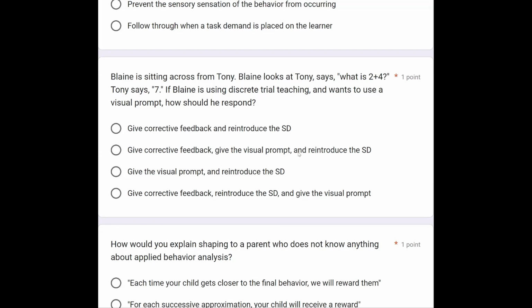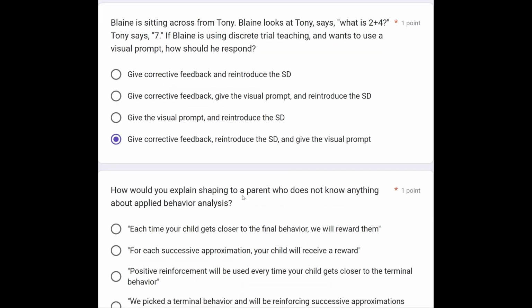SD and then prompt. D, give corrective feedback, good, consequence. Reintroduce the SD, good, and then give the prompt. D is the right order. We have our response, 7. We give corrective feedback, the consequence. We reintroduce the SD, and then we prompt. It's very important you know the order of when the prompt occurs. The prompt follows the SD, but comes before the response.